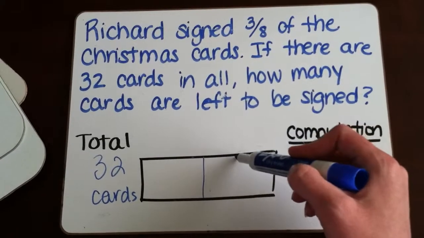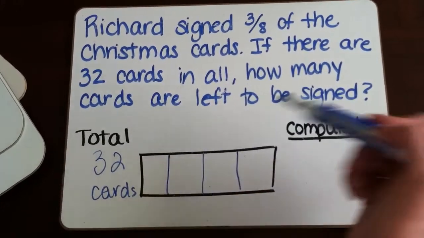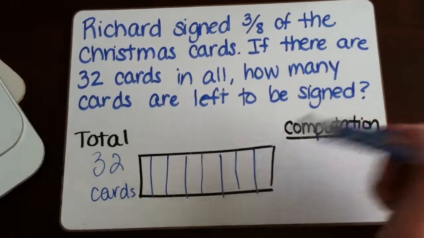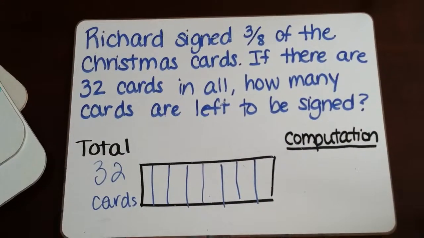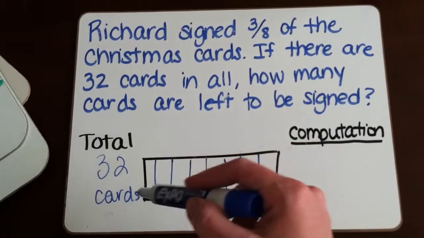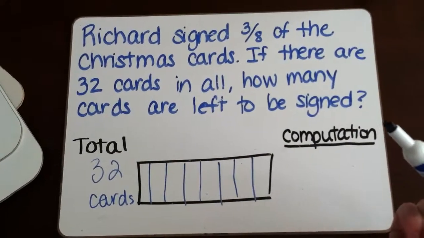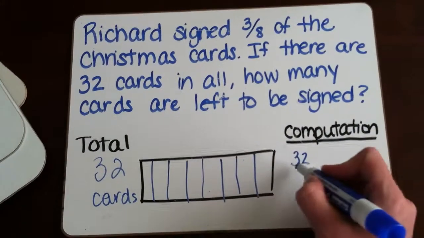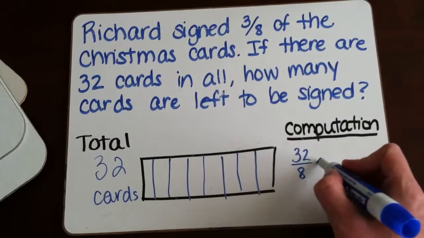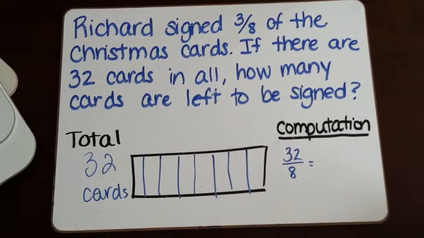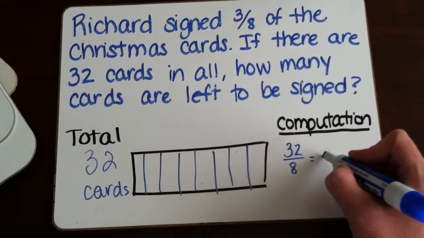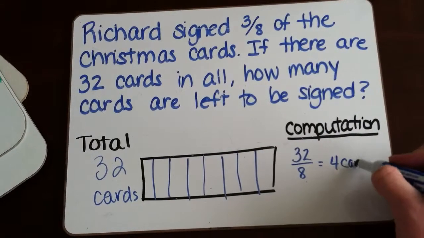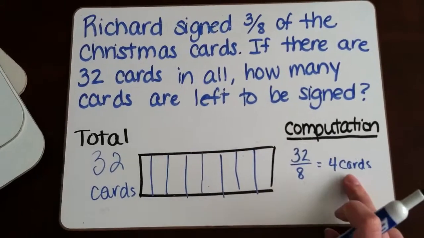So I cut it in half. In half again would be fourths. And in half again would be eighths. So now my bar is cut into eighths. Okay, what does cutting mean? Cutting the bar is the same thing as dividing. So I started with 32. I cut it into 8 pieces, or divided by 8. And my facts that I know tell me that 32 divided by 8 is 4. 4 what? 4 cards. Okay, 4 cards.